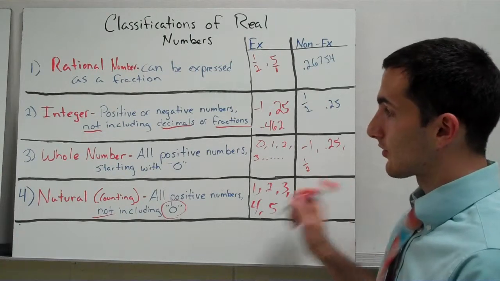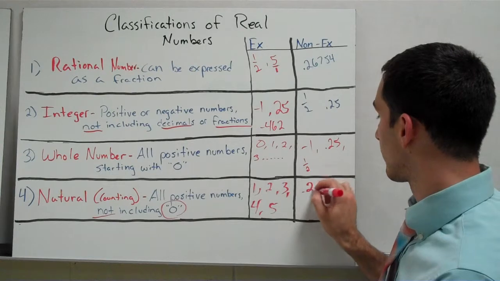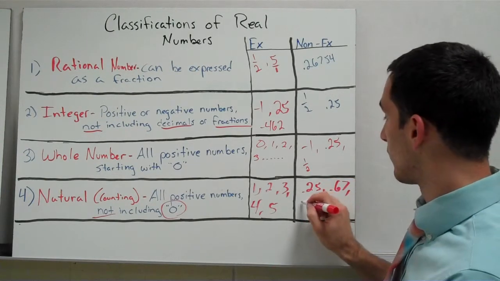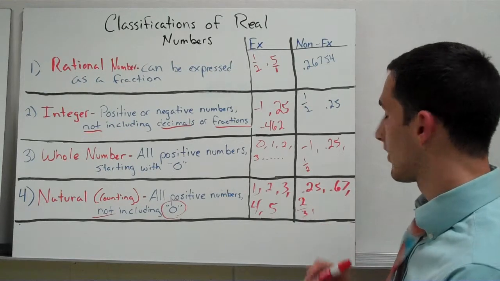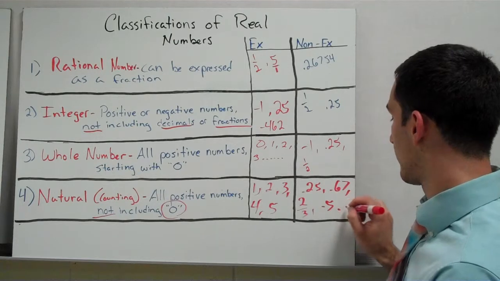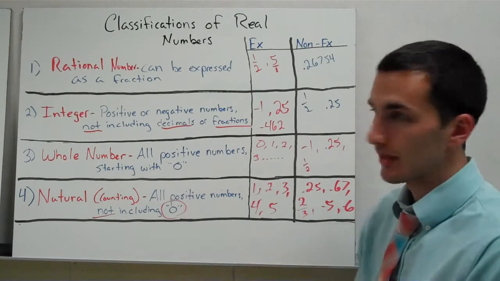Again, these are similar to whole numbers in that they do not include fractions or decimals. So 0.25, 0.67, any decimal or any fraction, 2/3, are not included. Also, they do not include negative numbers. So -5, -6 are non-examples of natural or counting numbers.